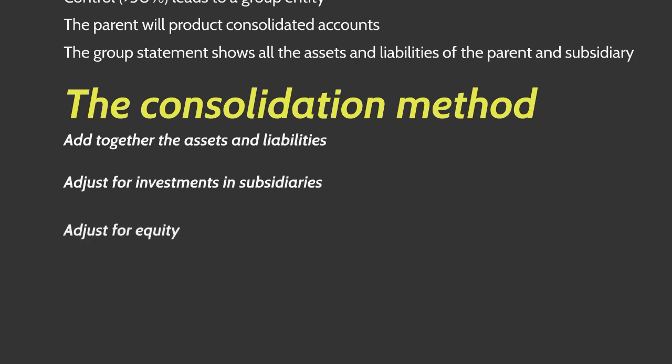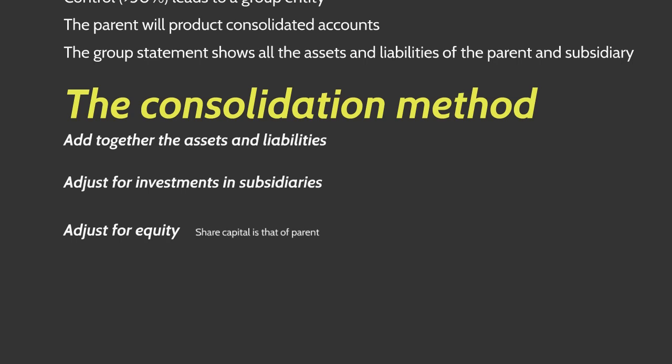And similarly, for a similar reason, we have to make an adjustment for equity because we've already included the assets. We're adding together all the assets and liabilities of the parent and the subsidiary. The assets and liabilities of the subsidiary are being added to the group. Equity is just the difference between assets and liabilities. And so if we add equity in addition to the assets and liabilities, again, we're double counting. So we need to make an adjustment for equity.